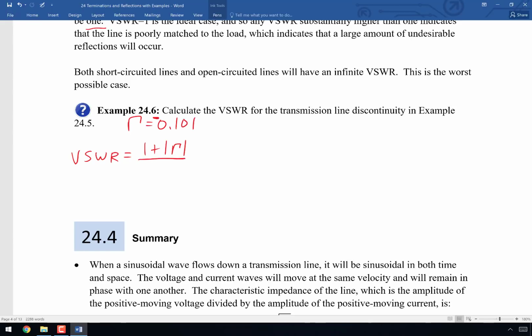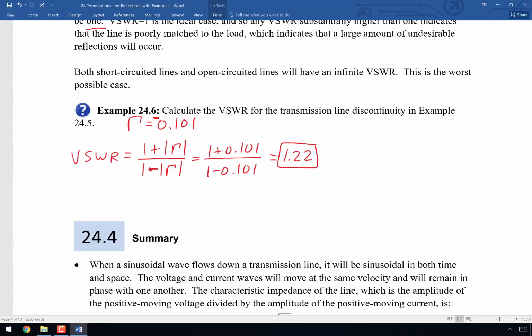And this is 1 plus the absolute value of gamma divided by 1 minus the absolute value of gamma, which is 1 plus 0.101 divided by 1 minus 0.101, and that's going to give me a VSWR of 1.22. And so again, a VSWR of 1 is perfect. 1.22 is not bad at all. We're not getting very much reflection here, so it is a pretty well-matched situation. We're not surprised that that's the case.